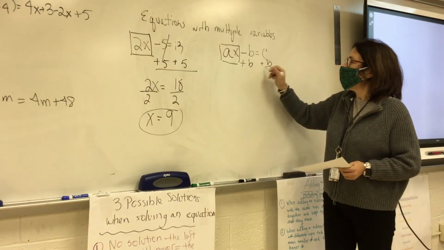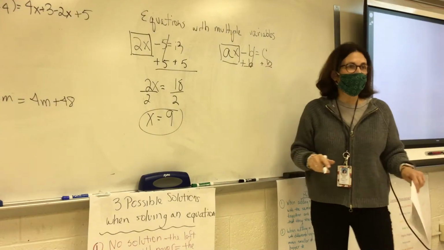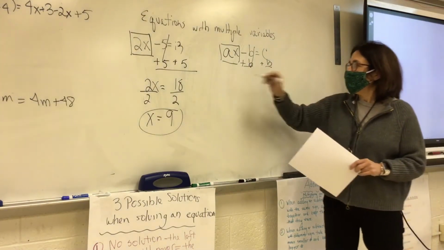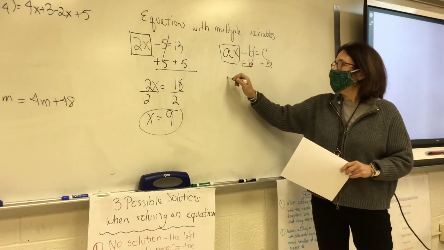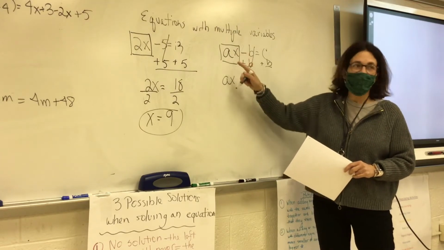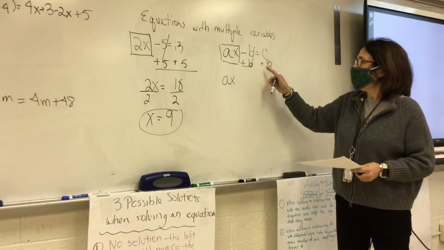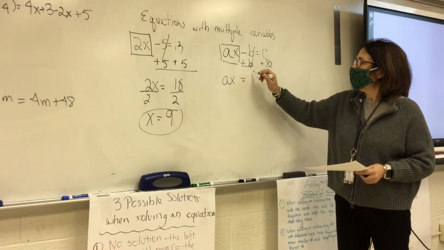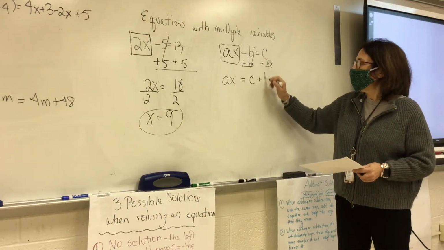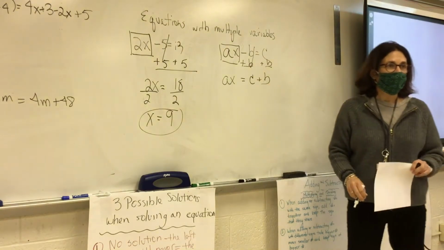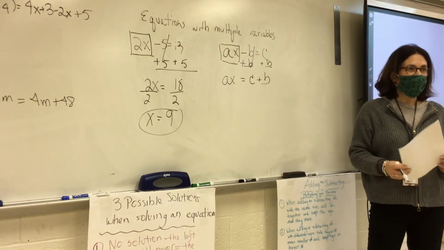Now that seems weird because c and b are not like terms, but that's okay. I'm gonna bring down what was in my frame because now that is the only term isolated on one side. And because c and b are not alike, I am simply going to say that it equals c plus b. Questions on that so far?